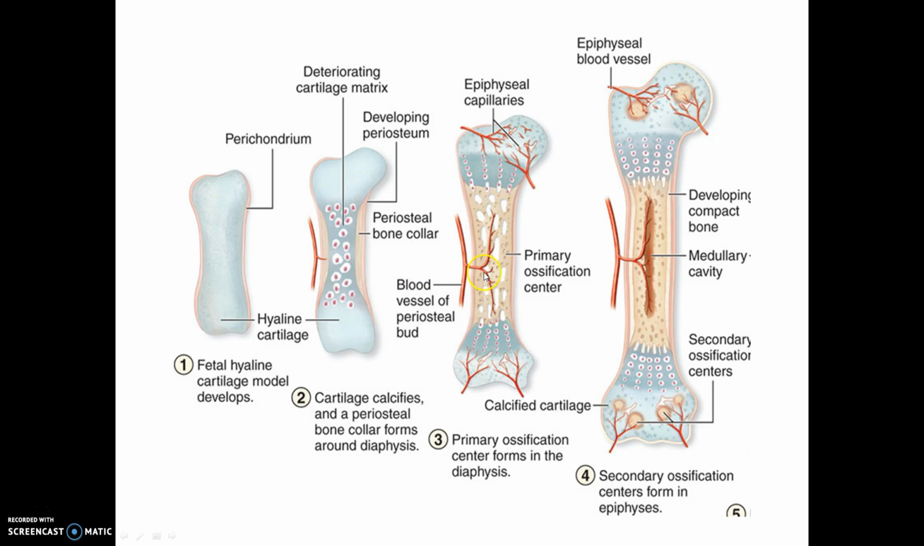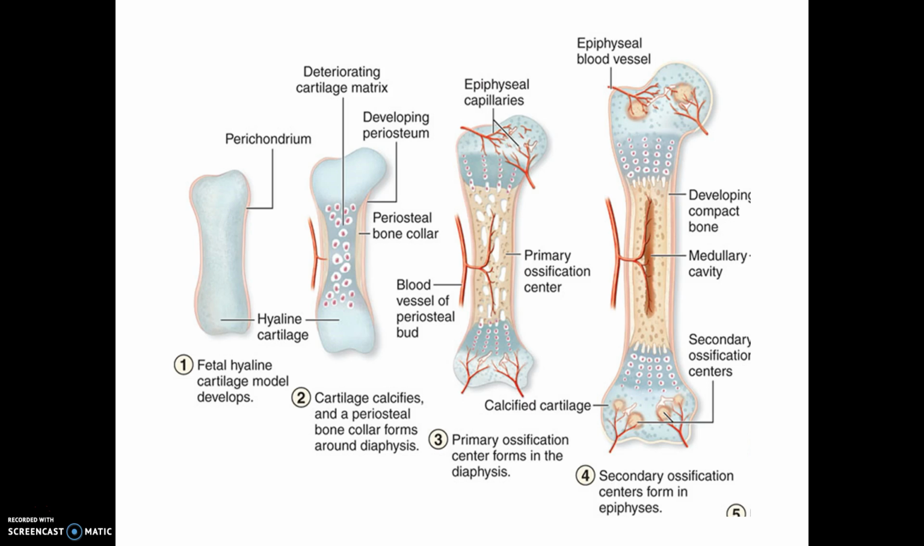Then in the third diagram, where the primary ossification center is beginning to form, right here in the middle, this periosteal bud is now penetrating the periosteum and entering the diaphysis, bringing blood into the interior of the diaphysis, which means that there are osteoblasts entering the center of the diaphysis, and here they start to use that calcified cartilage as a matrix to produce osteoid. And remember, osteoid is the extracellular matrix that is produced by osteoblasts.